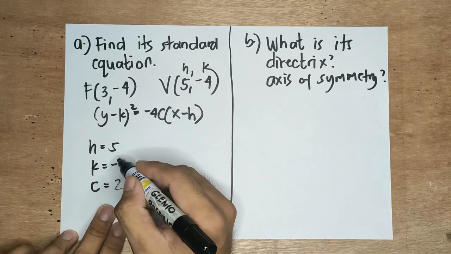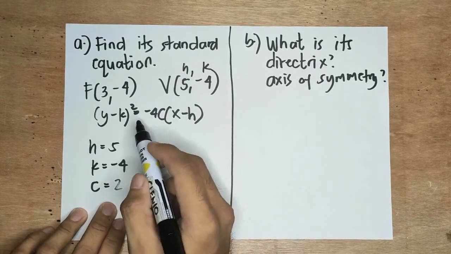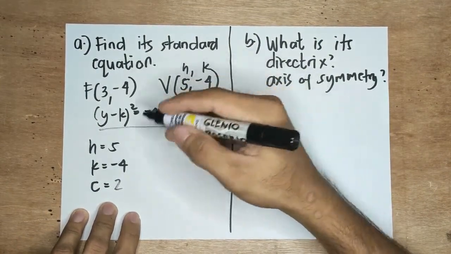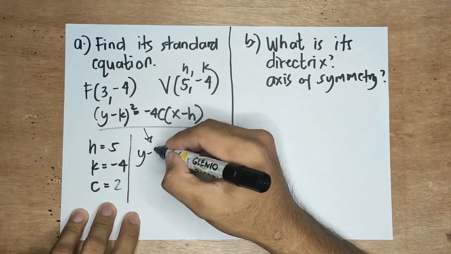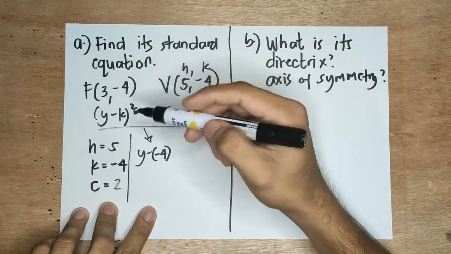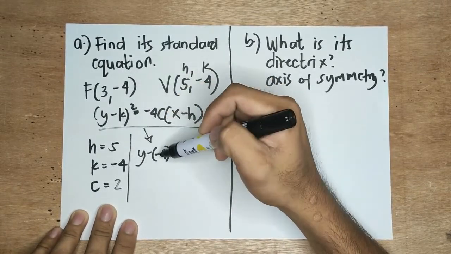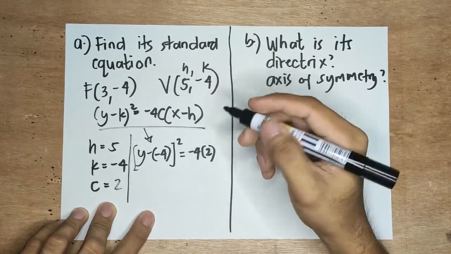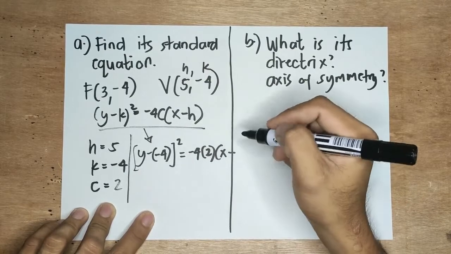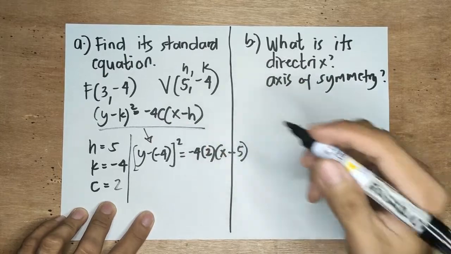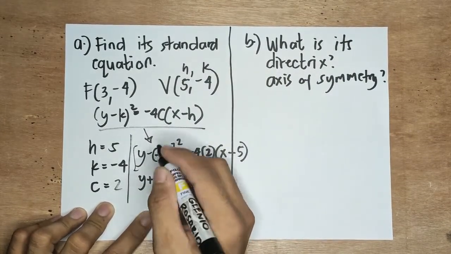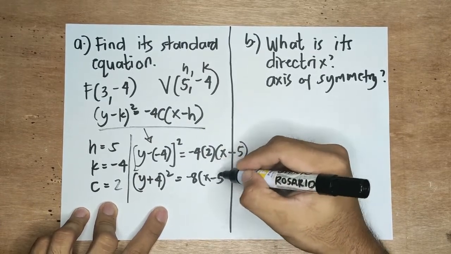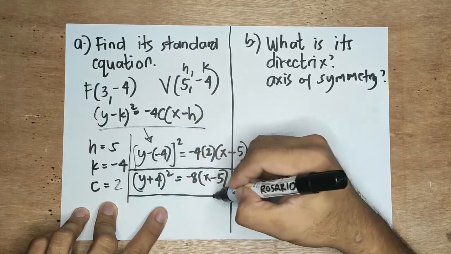So since we already have the essential values, we can substitute these values sa formula. Substituting h, k, and c, this will be y minus, what is the value of k? The value of k is -4. Again, kapag subtraction yung operation at negative yung nakuha nating value, we enclose that using a parenthesis. Squared is equal to -4 times 2, and then we have x minus, what is h? h is 5. Simplifying further, negative times negative is positive, so y plus 4 squared is equal to -4 times 2 is -8 times (x minus 5). So ito yung standard equation nung graph.